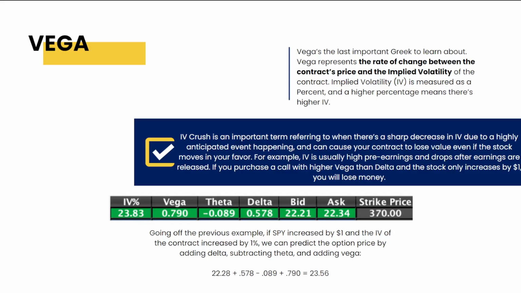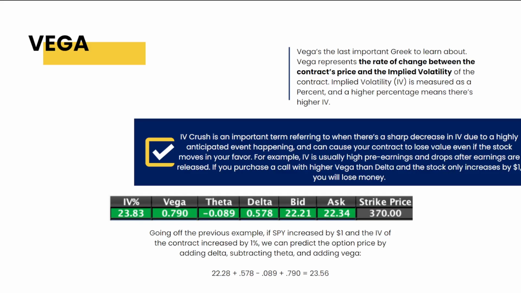If you purchase a call with a higher Vega than Delta and the stock only increases by $1, you will lose money. And we'll see that happen all the time, and you guys will be super confused if you just rush into an options play during earnings, and maybe earnings goes in your direction, but not enough to the point where you get IV crush and you're just sitting there curious why your contracts are worth nothing. So that is what IV crush is.